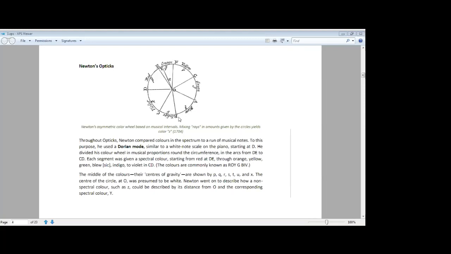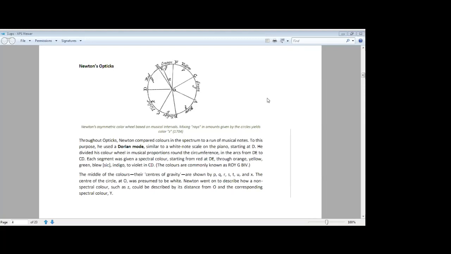So blue is blue, indigo. You move clockwise, right? So from below: blue, indigo, violet, red, orange, yellow, green. So this formation is such, and then there's a Z formation happening. Do you see? So what it says is that it is basically a spectrum to a run of musical notes. So he proposed that he used Dorian mode, similar to a white note scale on the piano.